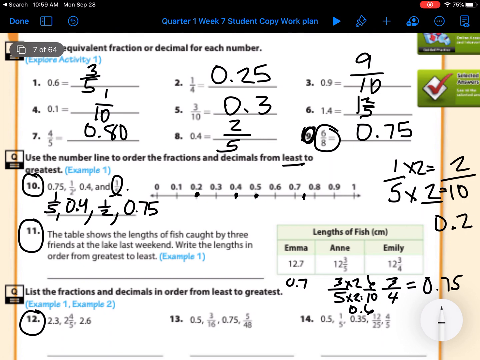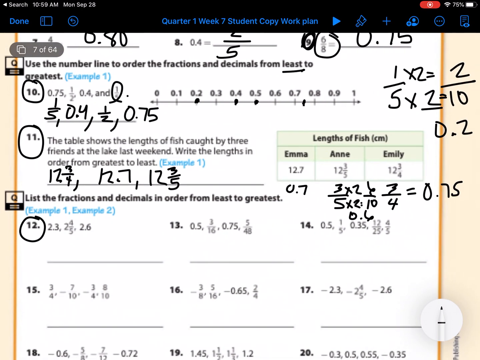So from greatest to least, it would be 12 and 3/4. Then we'd have 12.7, and then 12 and 3/5.